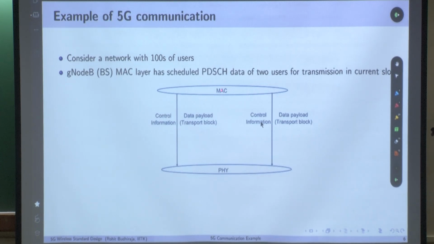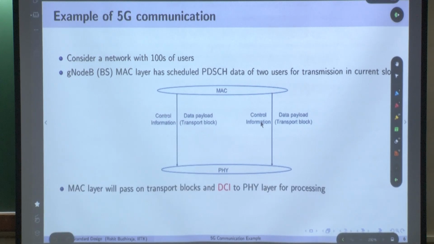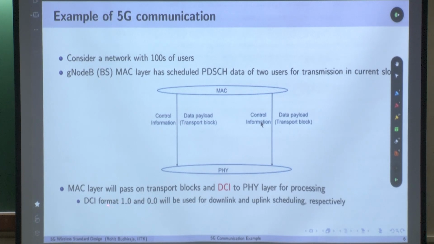You're not bothered about what happens in the MAC layer and above, but the MAC layer has decided to schedule these 2 users based on the scheduler sitting here. So MAC will pass the transport block and DCI to the PHY layer for processing. What is the job of the PHY layer? We know that, but let's discuss. So you see what format?